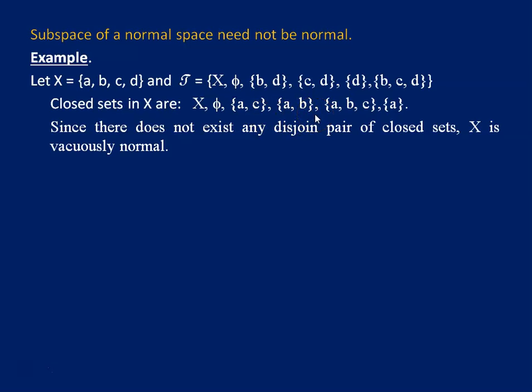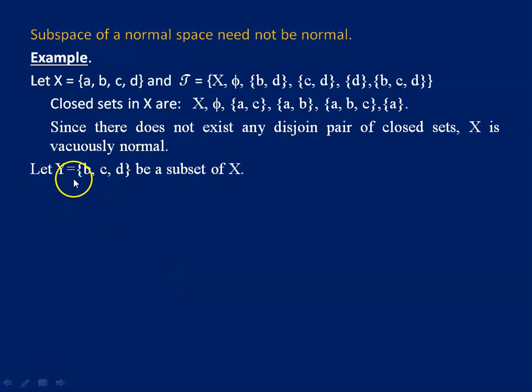So we say that this space X is vacuously normal because we don't have any disjoint pair of closed sets which needs to be separated by two disjoint open sets. So this space is vacuously normal.